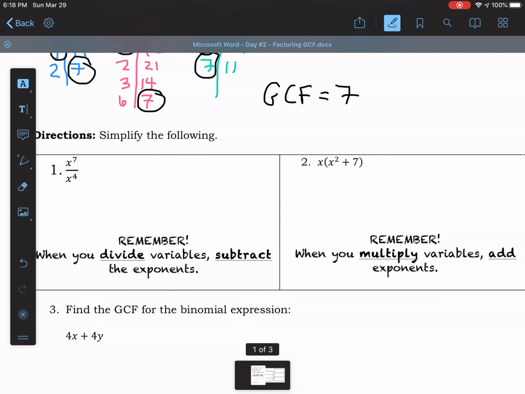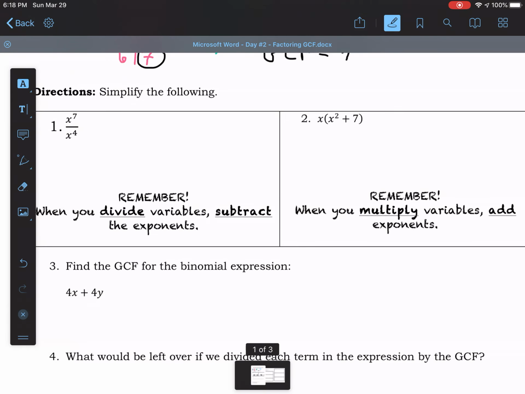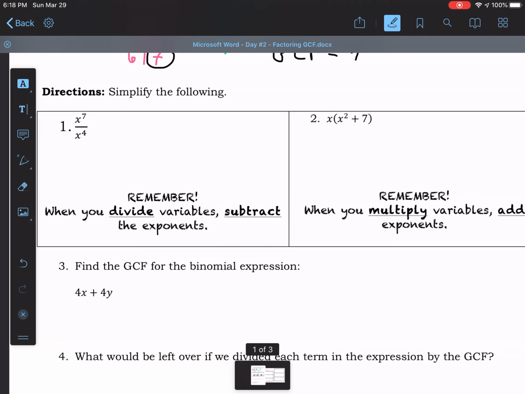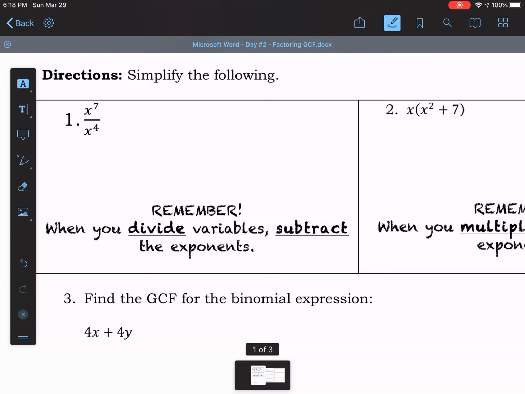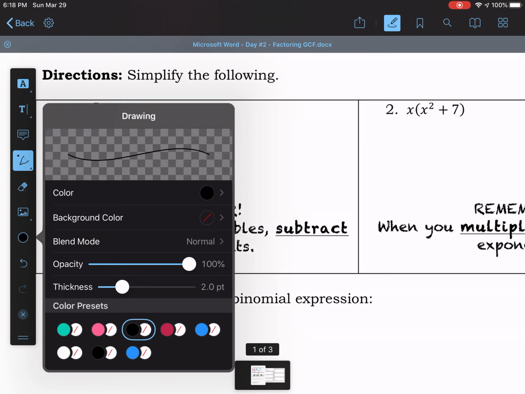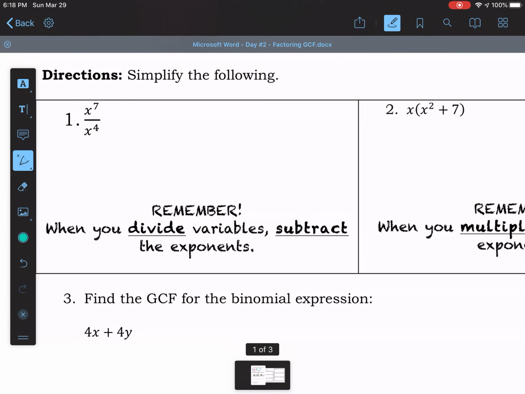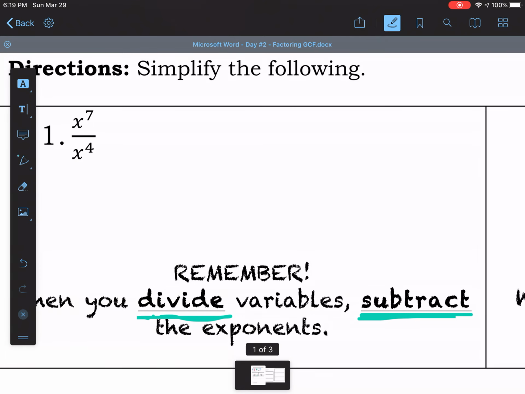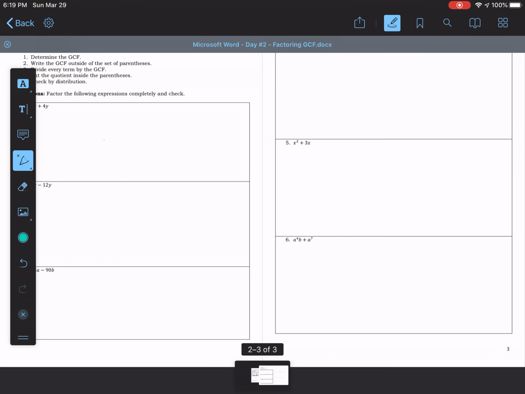So now let's go down here, and we're just going to practice some dividing and multiplying with variables. We're going to simplify these. For the first one, x to the 7th divided by x to the 4th. I wrote down here to remember that when we divide variables, we subtract the exponents. But I'm going to show you why, just so you understand what's happening when we do that.